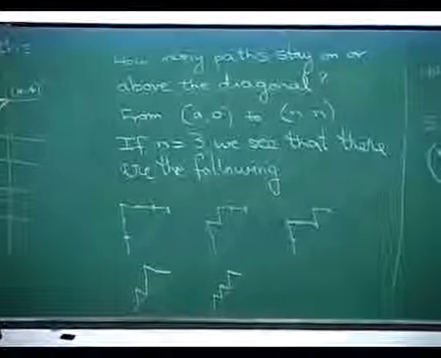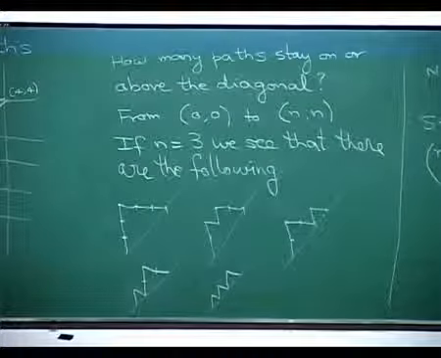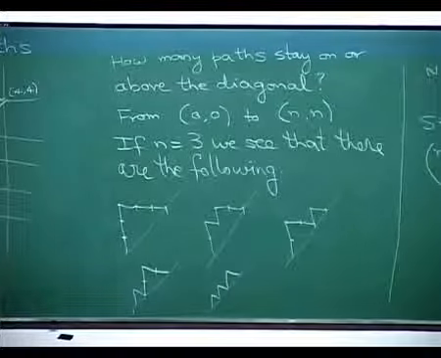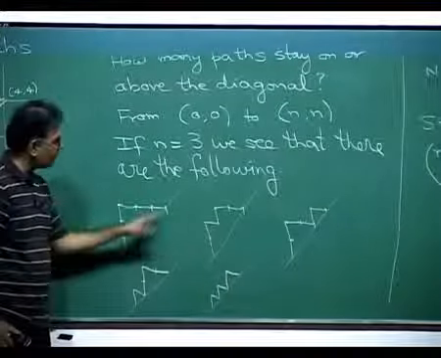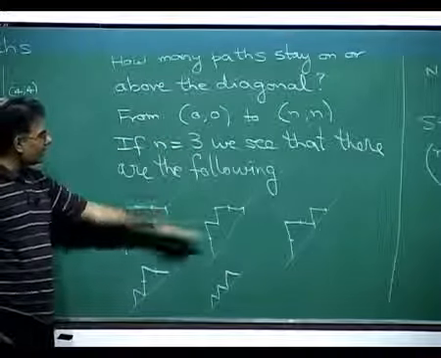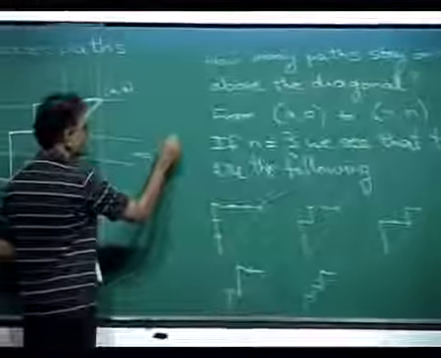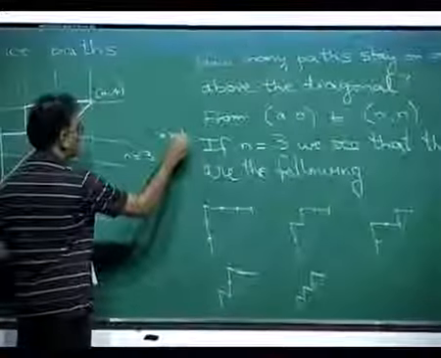Although the number of paths, of course, is 6 choose 3, that's 15 paths. There are 15 paths totally, but of which 10 of them will violate the condition and they will go below the diagonal. Only 5 of them do not violate this condition. So the number for n equal to 3 is 5. So when n is 3, the number of paths is 5.